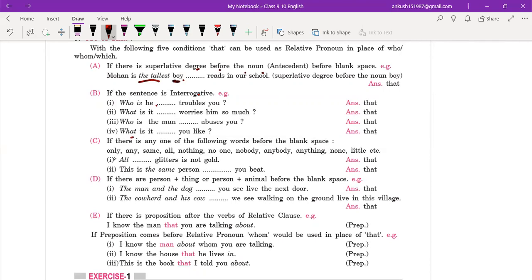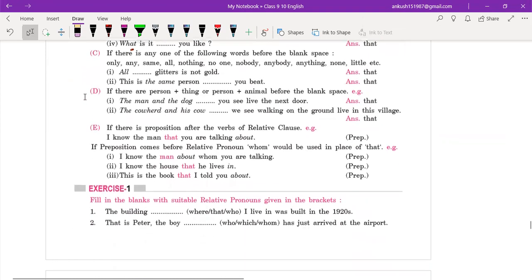Understood? If there is an interrogative sentence, and in that before the blank space there is a subject, that may be any human being or anything or animal as well. So in all the cases that can be used. Sir, what is interrogative? An interrogative sentence is a question. Interrogative means asking a question, a query. That is called question, interrogative.